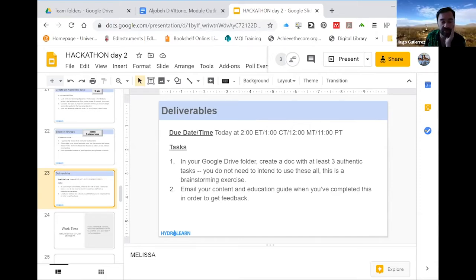So I have a question, Melissa. Is it an objective for us to have 3 authentic tasks in the module, or is this going to be more like do the exercise, see if you can come up with a number of them, and then probably use a few of them or select one? What is the idea? Yeah, the latter is the idea. So this is a brainstorming exercise.